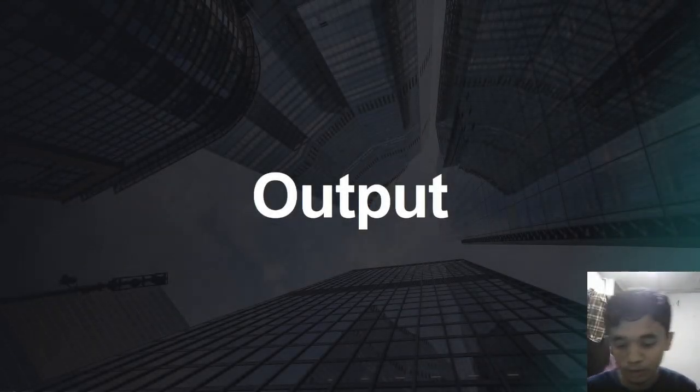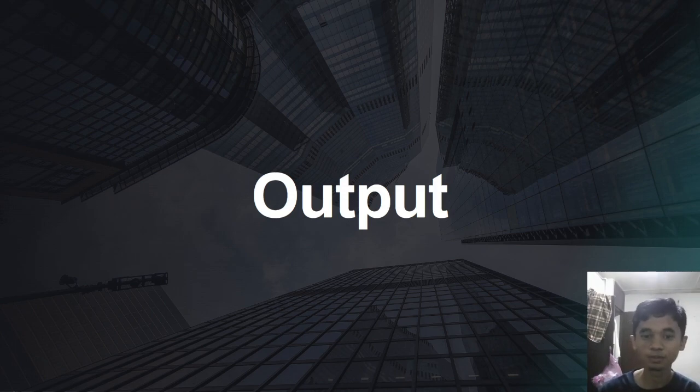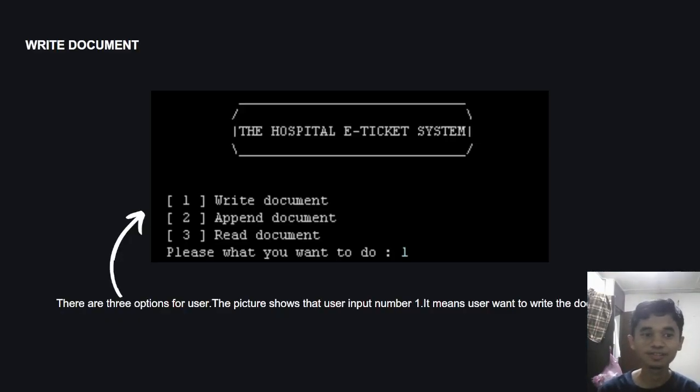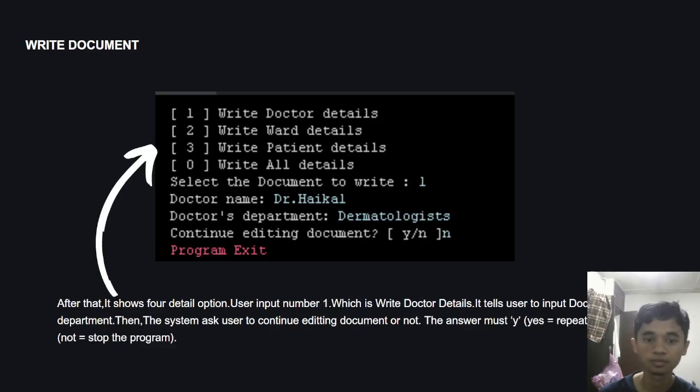Okay, thank you Amsyah for your explanation. Today I will explain the output after we run the code. Okay, so first one is when we write the document, there are three options for the user. The picture shows that the user inputs number 1. So the number 1 means that the user wants to write the document.